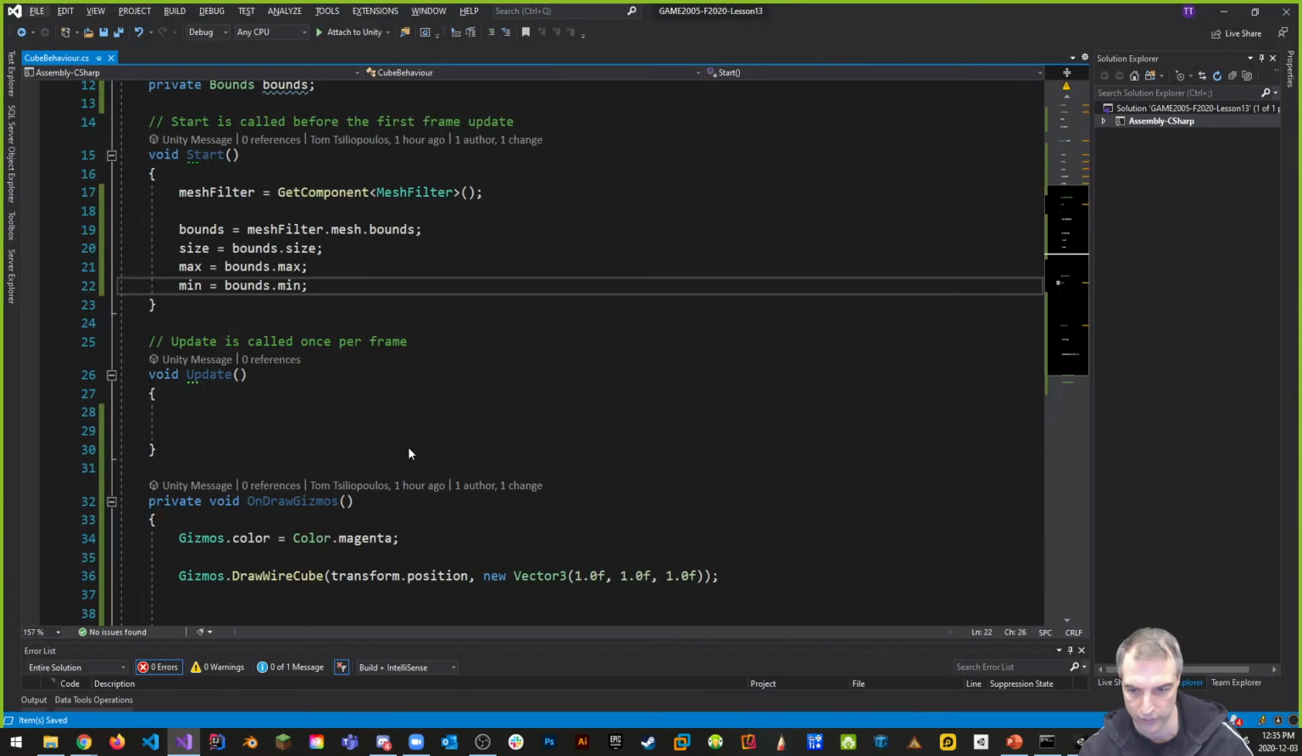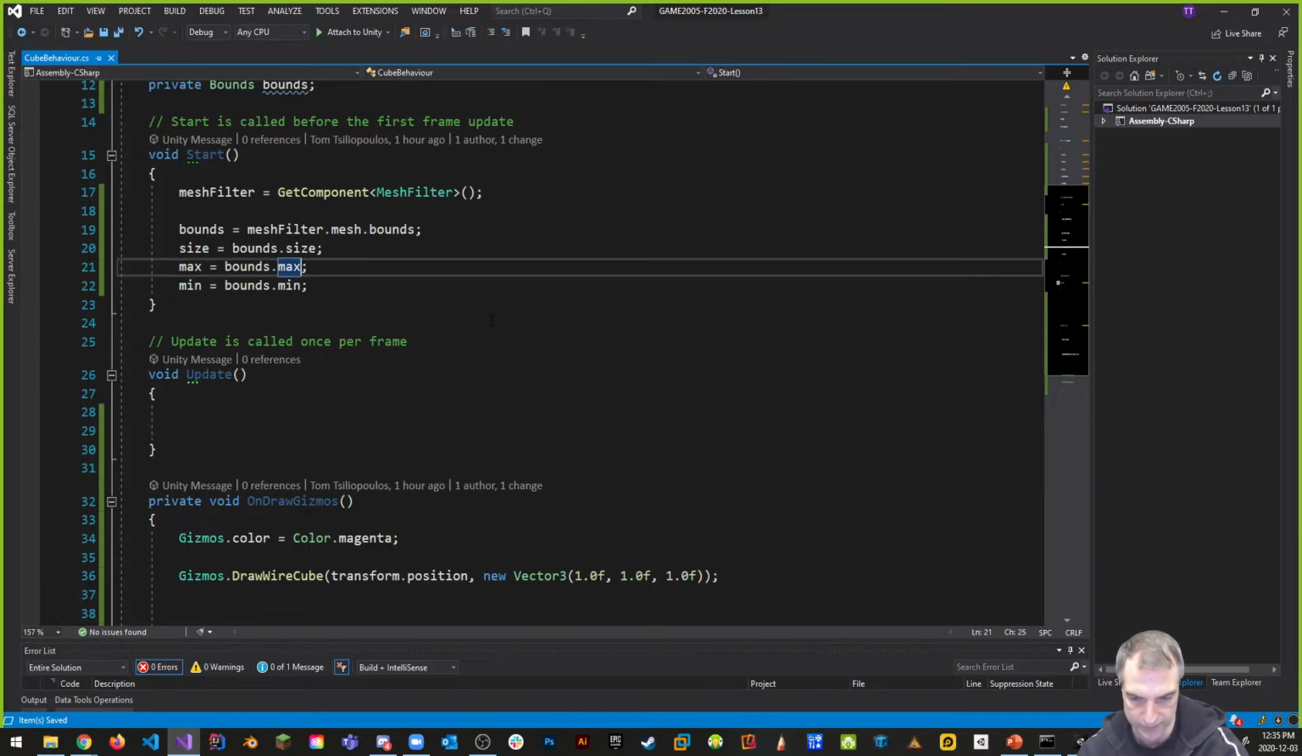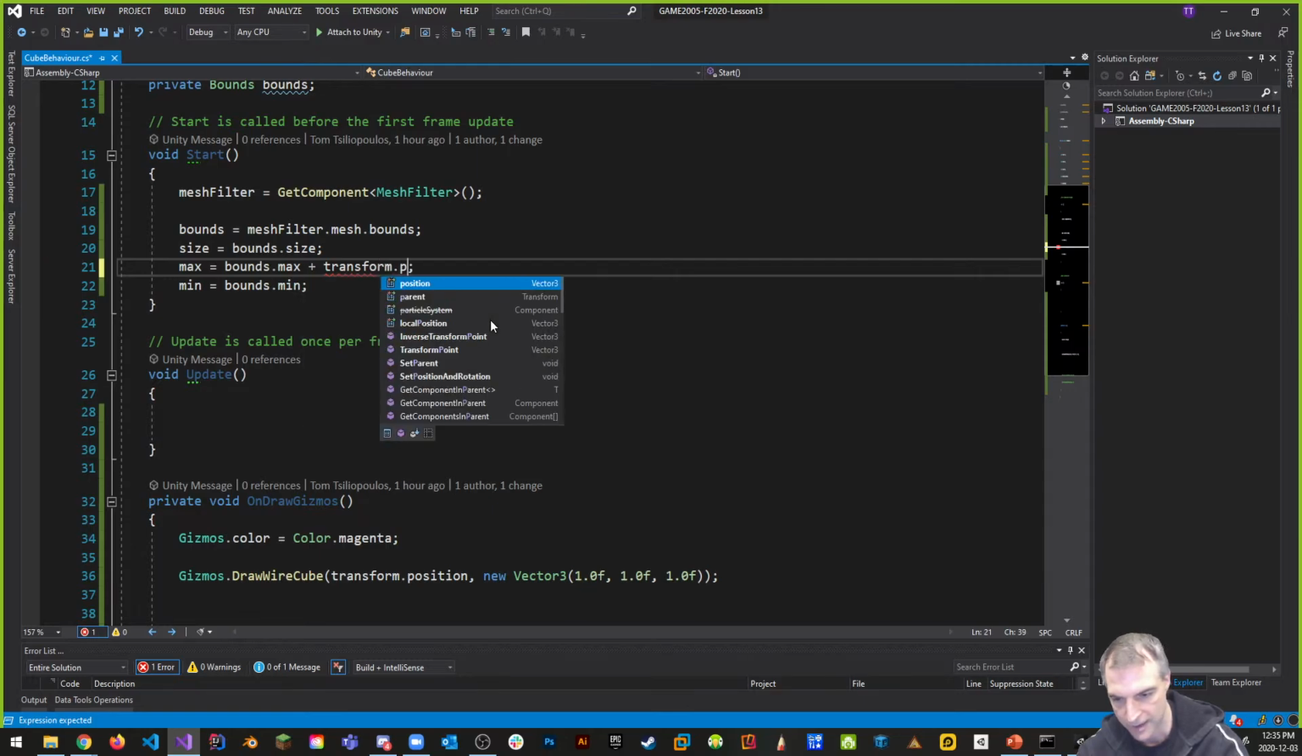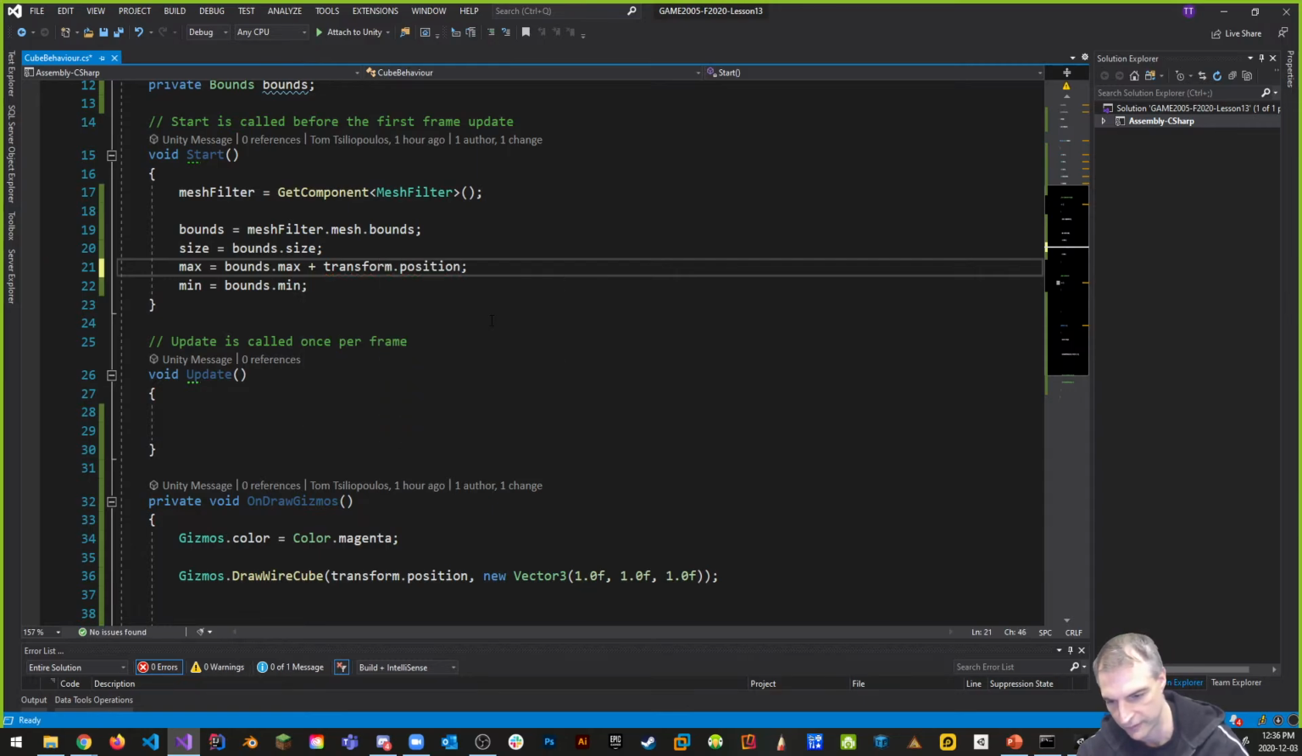Going back to our code, we're going to say that max is equal to bounds.max plus the position vector. Min is equal to bounds.min plus the position vector, transform.position, right? That's because max is really a Vector3. Let's add that in. So if I said, okay, let's add the position vector, I can say transform.position. Now, is this going to give us the right value?